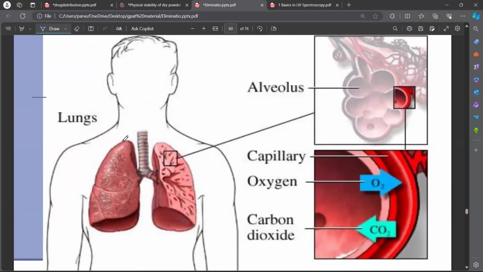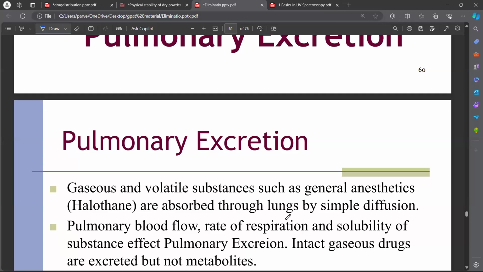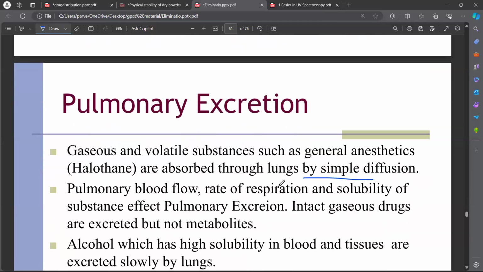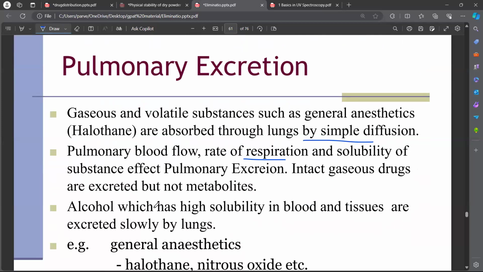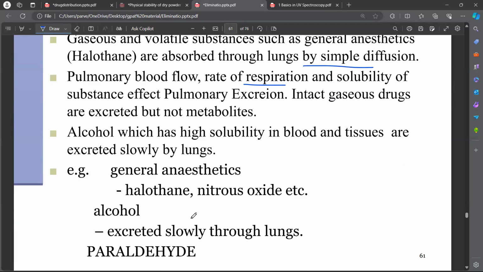So pulmonary excretion: mainly the drugs which are volatile in nature and the gaseous drugs are excreted by the pulmonary route. Gaseous and volatile drugs, just like halothane, are absorbed through the lungs by simple diffusion. Pulmonary blood flow, rate of respiration, and solubility are the different factors which affect pulmonary excretion. Mainly the gaseous drugs are excreted, but not the metabolites. Alcohol, which has high solubility in blood and tissues, is excreted slowly by the lungs. That's why some of the alcohol is also excreted through the lungs.